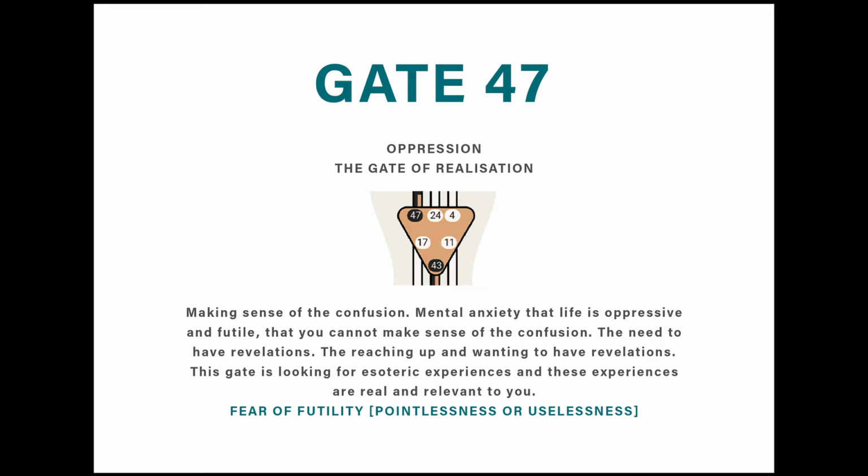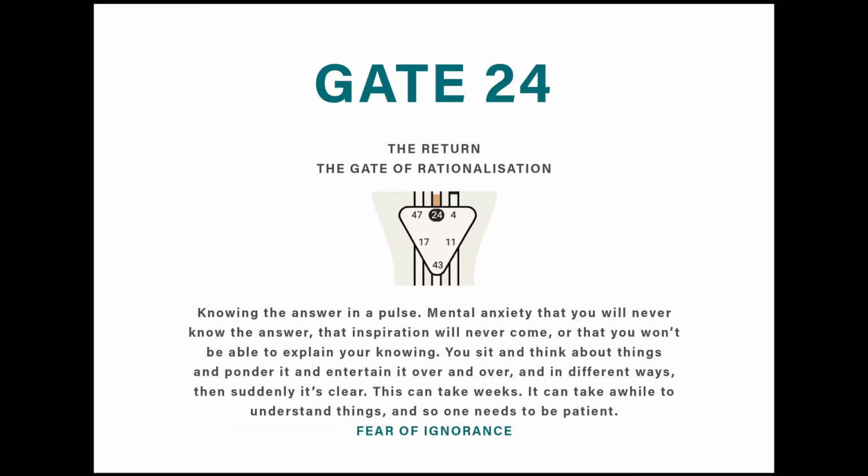Remember here, the experience you have is based on your filtering system. The gates filter and create that experience for you. Gate 24, the gate of rationalization. It's knowing the answer in a moment. It's this mental anxiety here again. So you've got to watch this too. If you're looking at a client's chart and you see that a client has 47 and they have 24, you would see a lot of mental anxiety in the individual. And here, this mental anxiety is that you won't know the answer, that the inspiration won't come, and that you won't be able to explain your knowing.